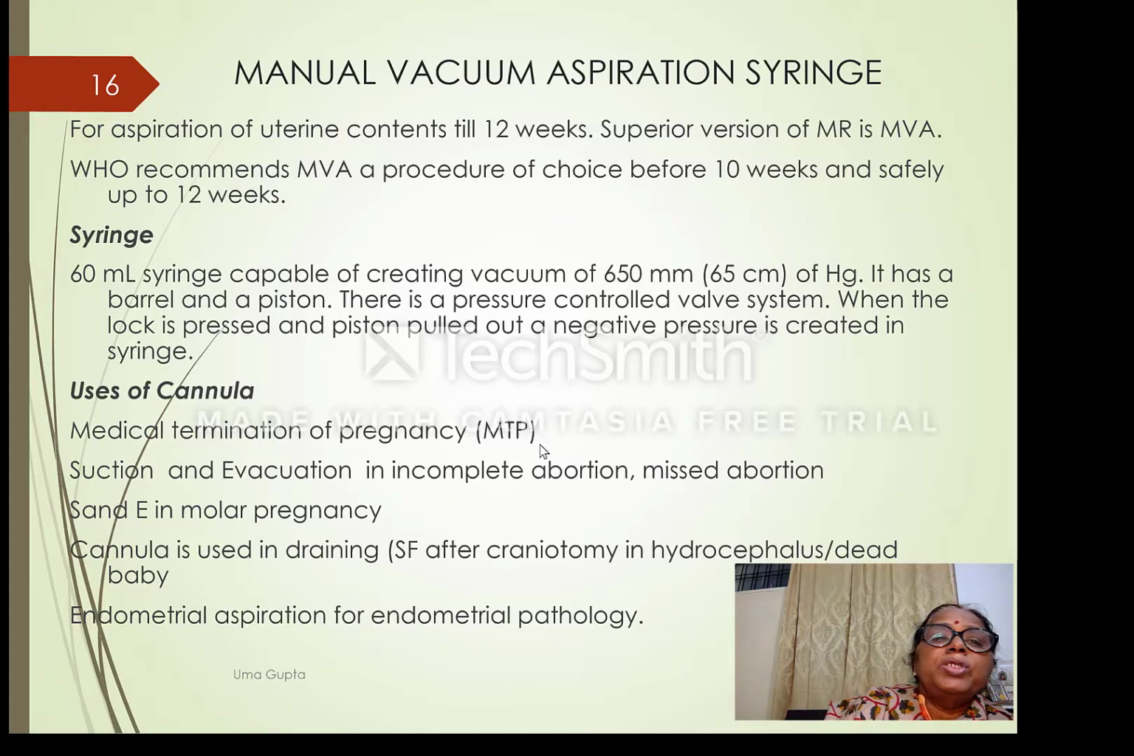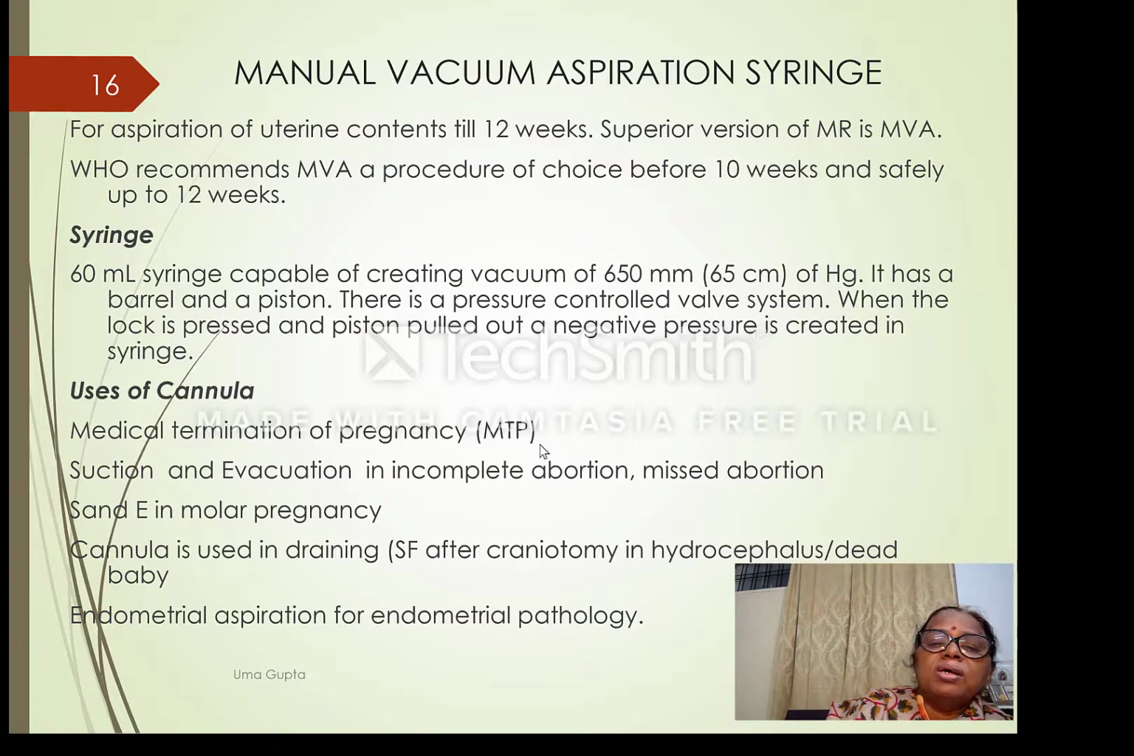Now the manual vacuum aspiration is used for aspirating the contents of the uterus up till 12 weeks of the pregnancy, and this is superior to the menstrual regulation. WHO recommends MVA as a procedure of choice before 10 weeks of pregnancy, but it is safe up to almost 12 weeks. It has got a capacity of 60 ml, and the vacuum created by this syringe is around 65 centimeters or 650 millimeters of mercury, and it has got a barrel and a piston. By controlling the valve, you pull the syringe and create this negative suction.